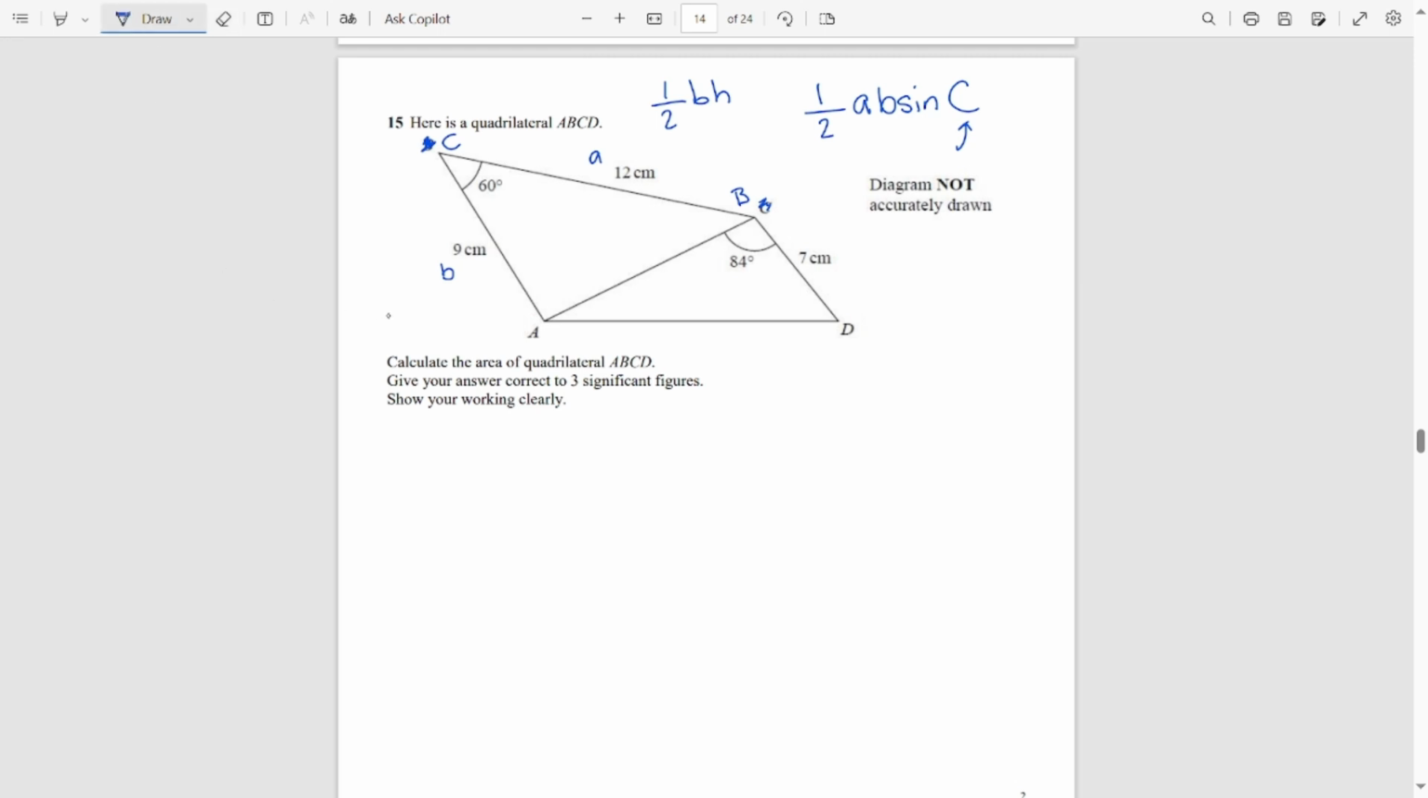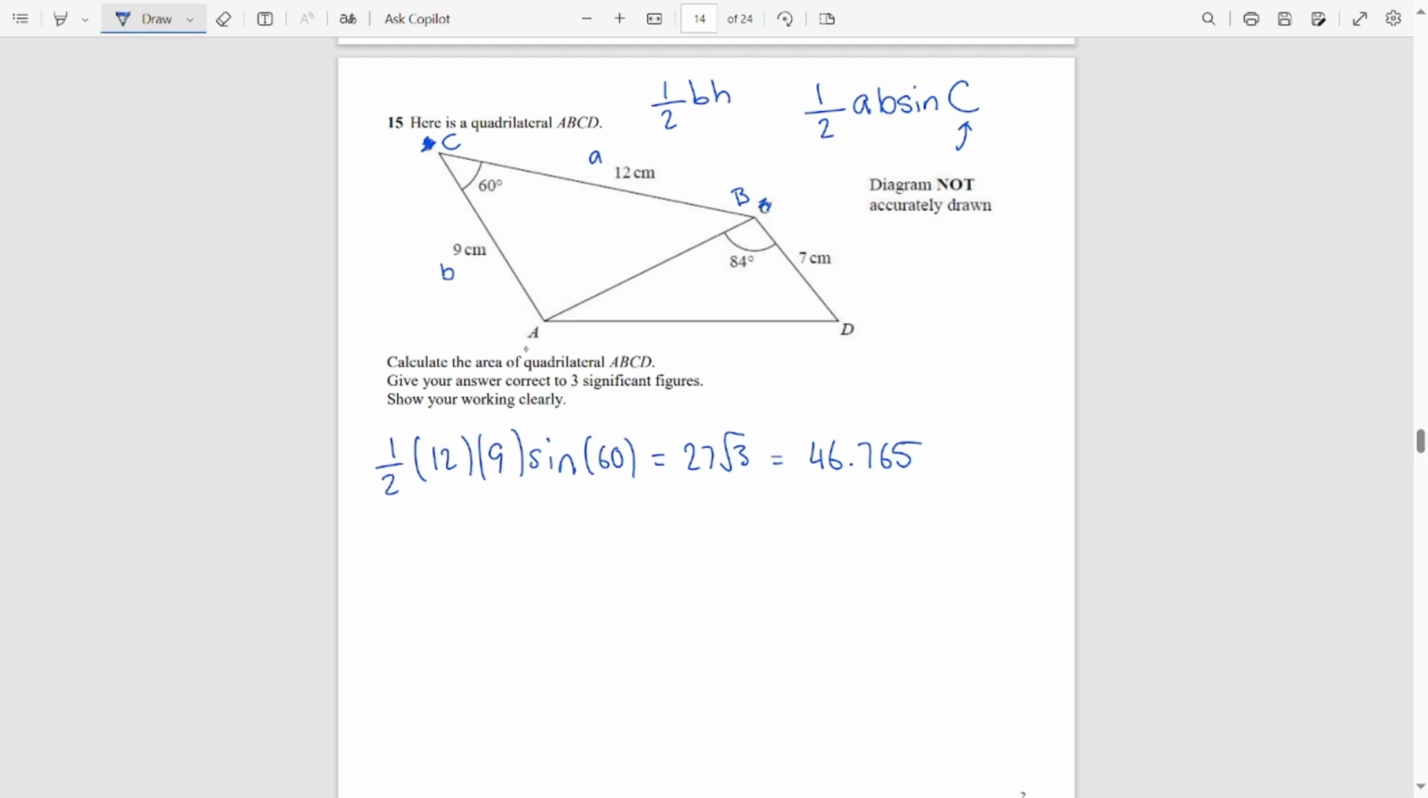So now we can go ahead and substitute into my formula. So I have a half times A, which I call 12, times B, which we said was 9, sine of 60. And then you can go ahead and just substitute that into your calculator, and we get 27 root 3, or as a decimal, that is 46.765. So that's the first triangle.